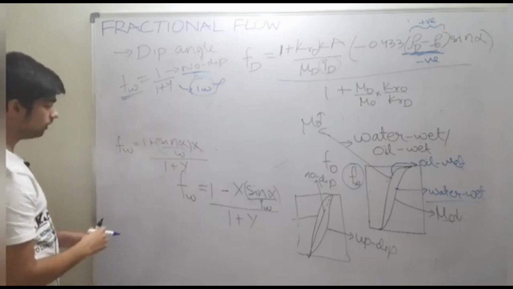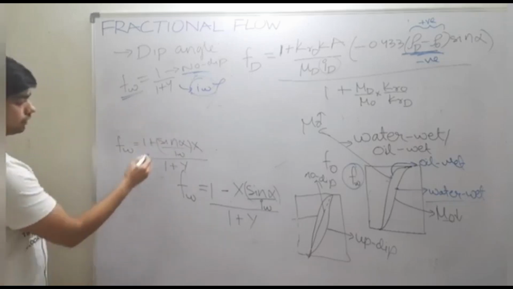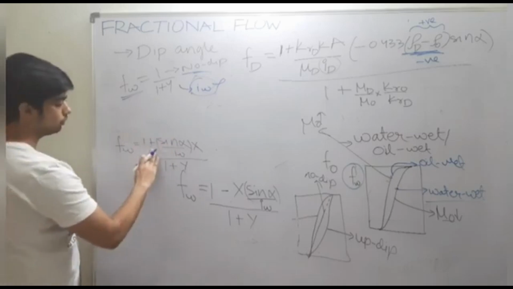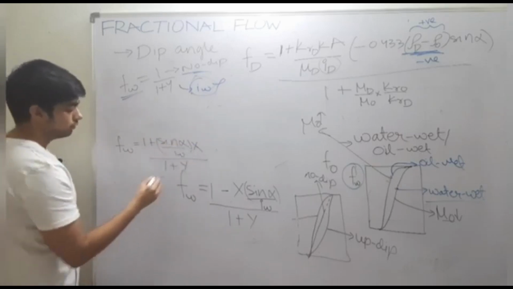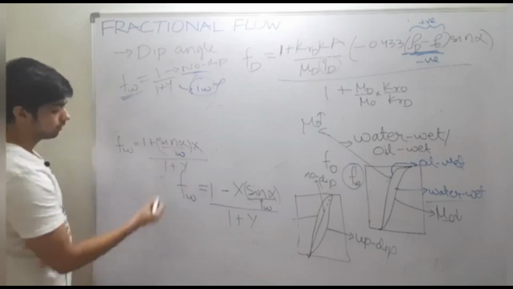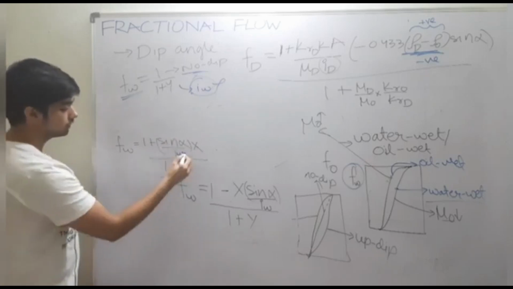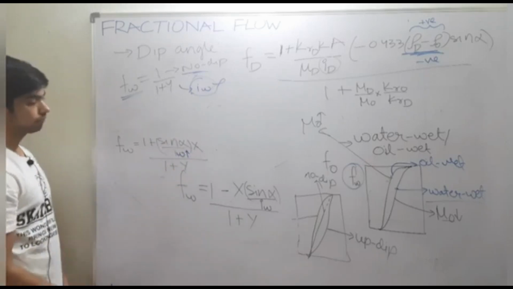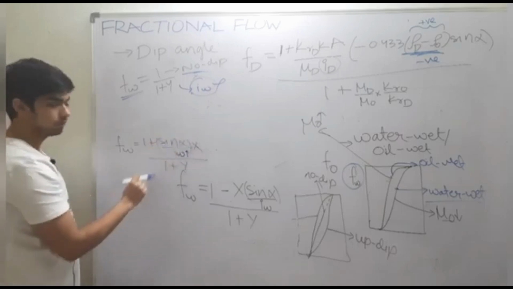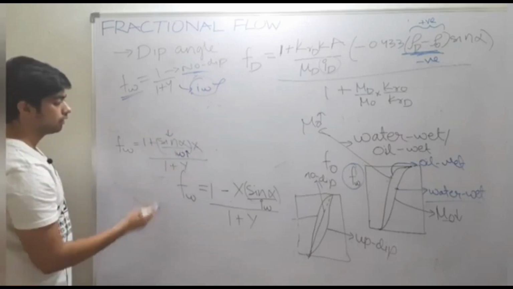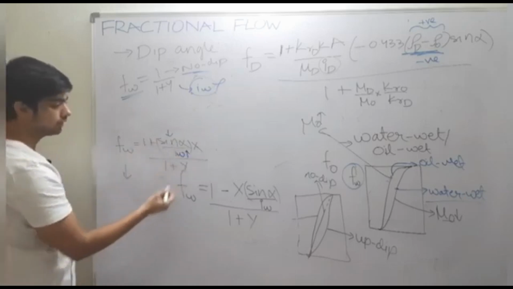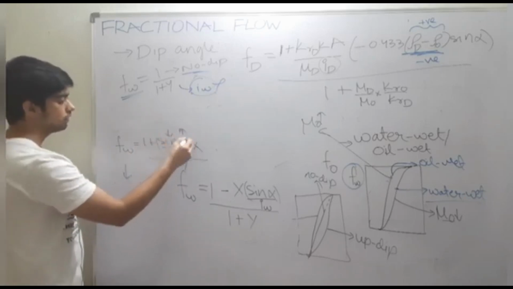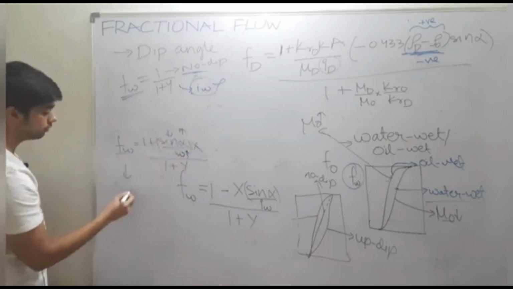And in case of down dip flow, where the whole numerator is positive, if Iw is high, then this portion will become small and collectively Fw will increase. If Iw is less, then numerator will become large, and if numerator is large, then Fw will increase.